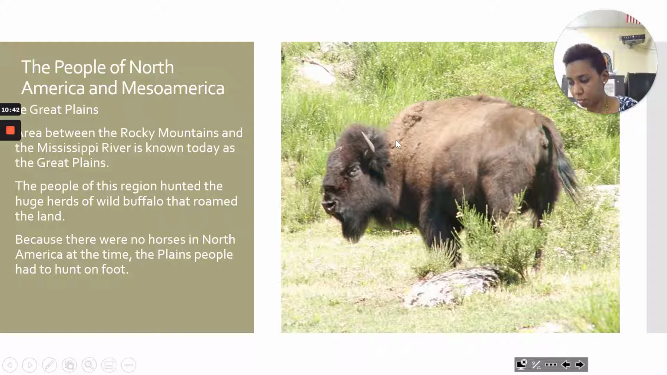All right, so question number 6, what was the main food source of the people of the Great Plains? The people of the Great Plains, which is between the Rocky Mountains and the Mississippi River, relied on buffalo, wild buffalo. Okay, as you see here, there were no horses in North America because horses are not indigenous to the western part of the world. So a lot of the Plains tribes hunted by foot, they would hunt buffalo, and that was their main source of food.